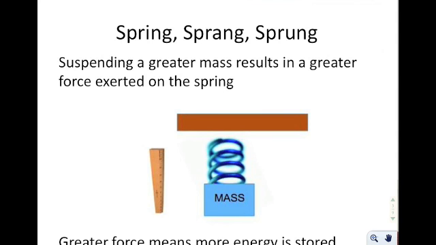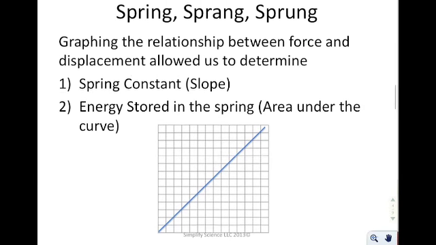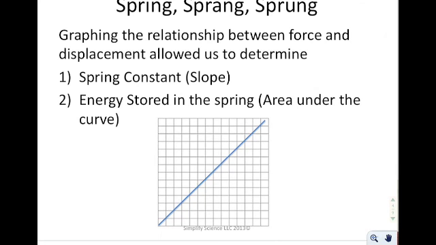If you suspend a greater mass on a spring, it will increase the force that is exerted on the spring, because mass and weight go together, and as a result it will increase the length that the spring stretches. So the gravitational force means that you have more energy stored. If you increase the force, there's more energy stored in the spring. If you were to graph the relationship between force and displacement, you can find what we call the spring constant.